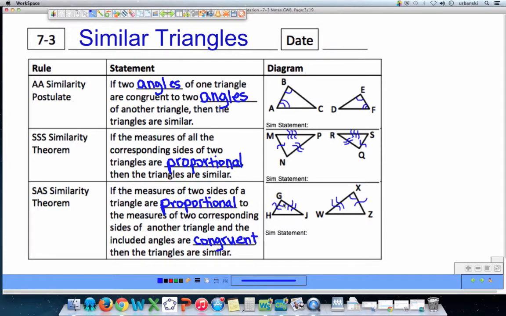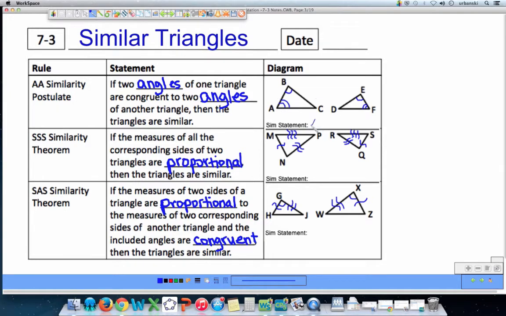So if you look at this case, angle G is already marked congruent to angle H, and the two sides around those angles, this side matches with this side, or they correspond together, and this side corresponds with this side. The one other thing you need to be able to do is turn that into a similarity statement, just like you did in the last section, except now it's just triangles.